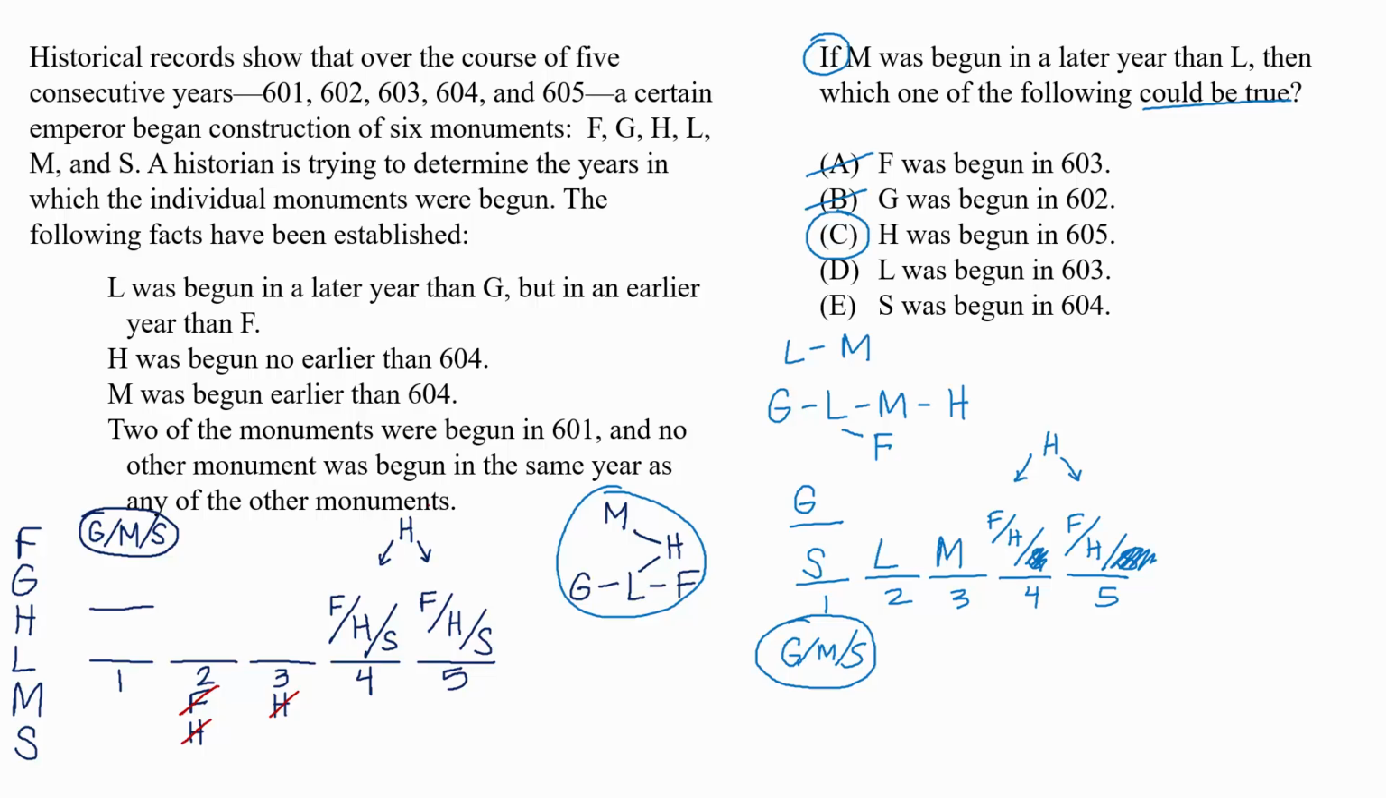For the record, choice D is that L was begun in 603. We know this is false because in this situation, L has to be in 602. And then E is that S was begun in 604, and that must be false because S is in 601. So C is the answer.